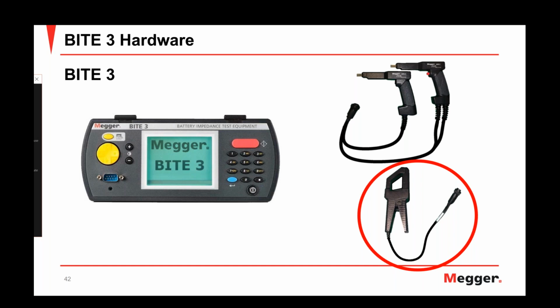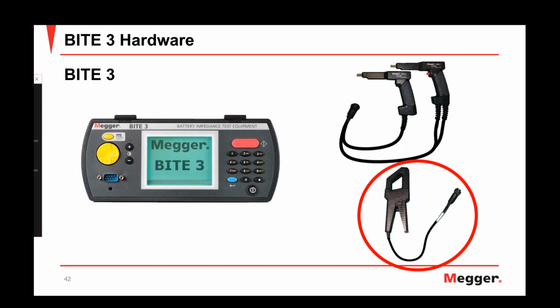The CT with the BITE 3 is only intended to be used as an optional device whenever you're using the escape current or impedance modes of operation. The escape current mode is used for measuring a battery string where parallel paths may exist.